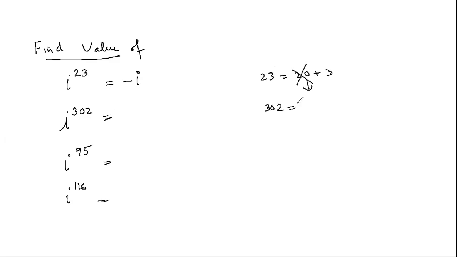302. What is a multiple of 4 near to 300? 300. If I divide 300 by 4, I think it is a multiple of 4: 75 into 4 is 300. So 300 plus 2, so i squared, which is minus 1.